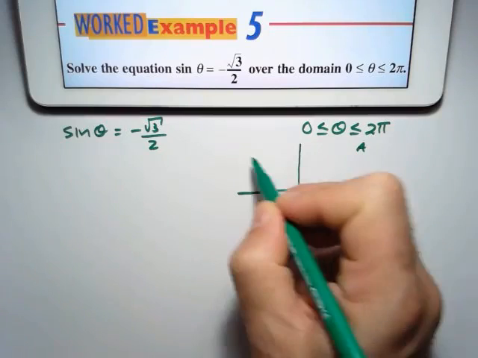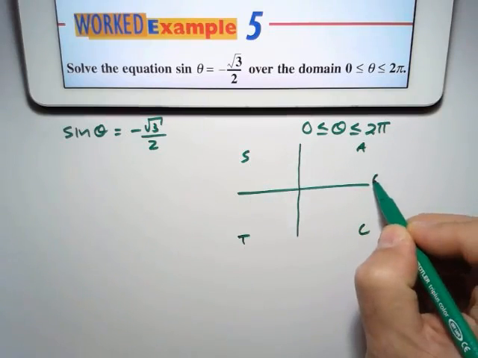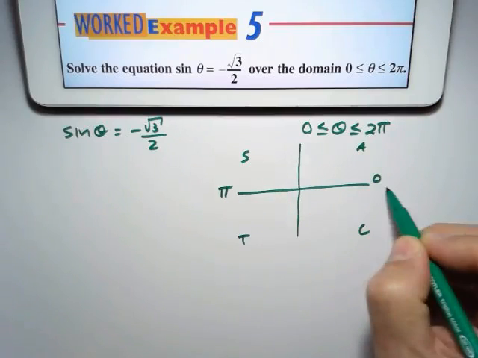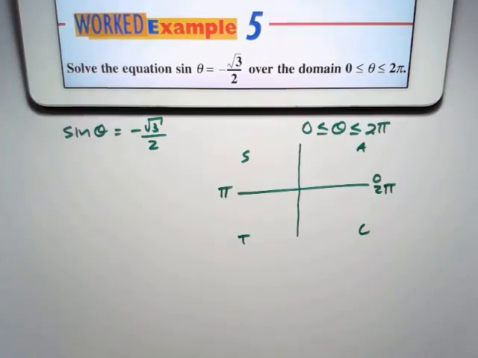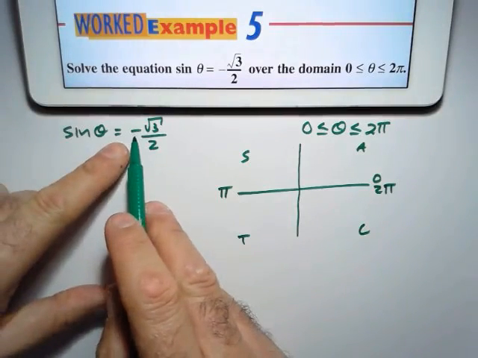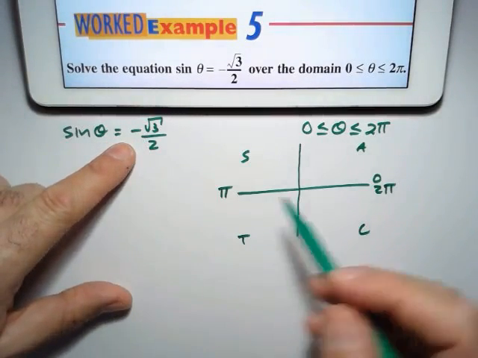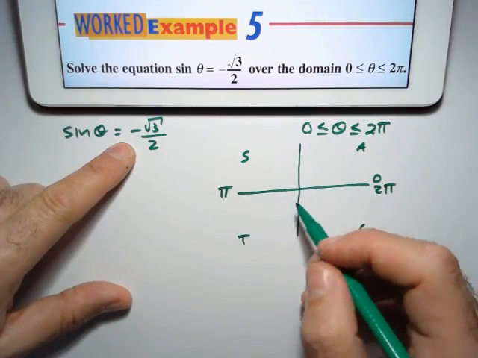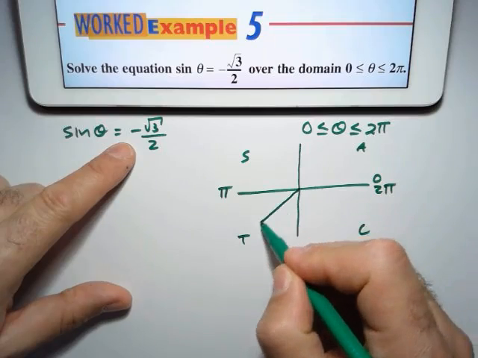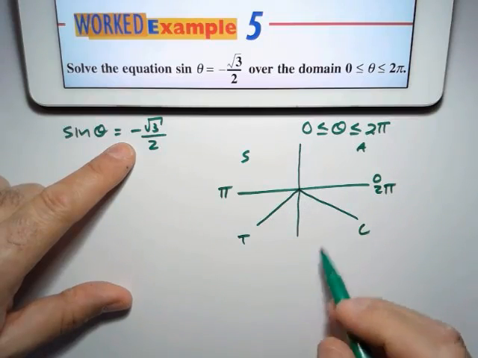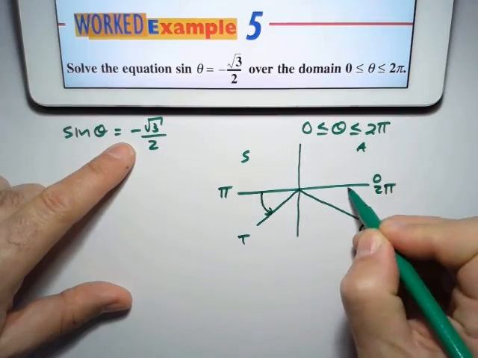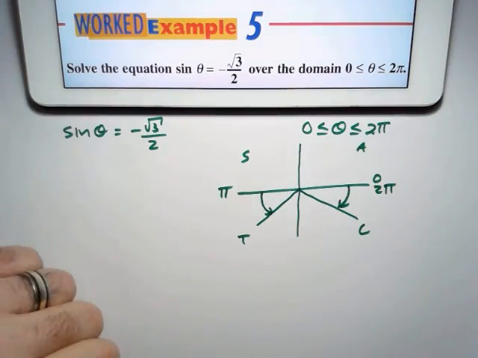CAST. I start with 0, going in positive direction, pi, 2 pi. Now I look at the sign. The sign of sine theta is negative. If sine is positive in the first and in the second, it means it's negative in the third and the fourth. So how do I get there from my x-axis? I get from there, and I have to come back into that direction.